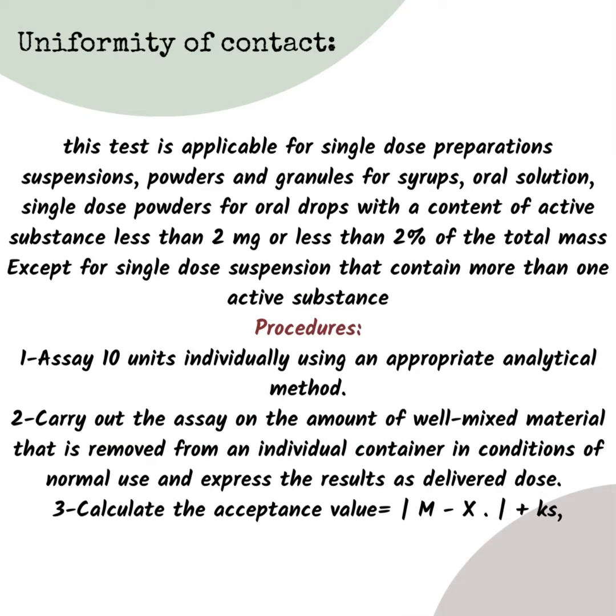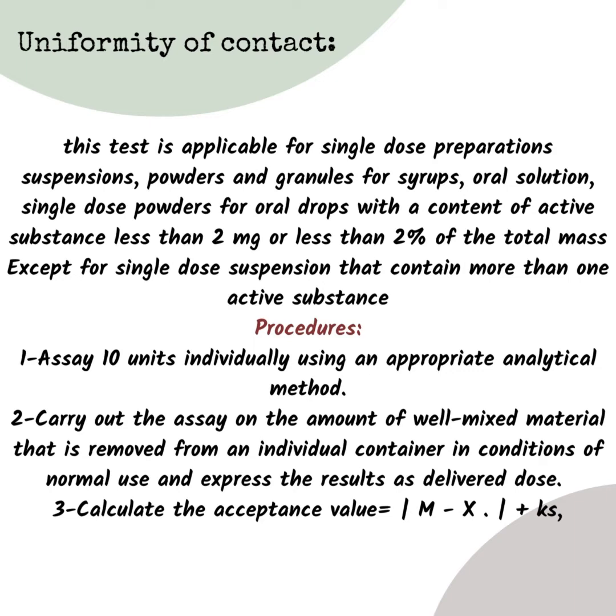Uniformity of content. This test is applicable for single dose preparation, suspension, powder, and granules for syrup, oral solution, and single dose powder for oral drop with a content of active substance less than 2 mg or less than 2% of the total mass, except for a single dose suspension that contains more than one active substance. Procedure: assay 10 units individually using an appropriate analytical method.